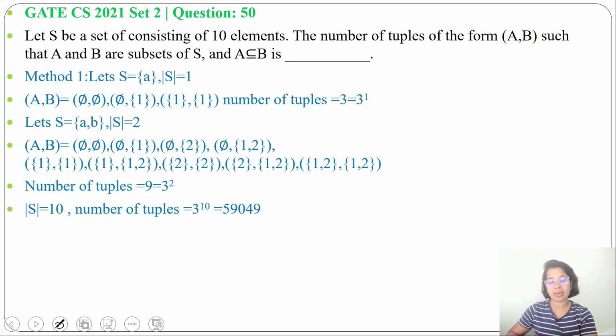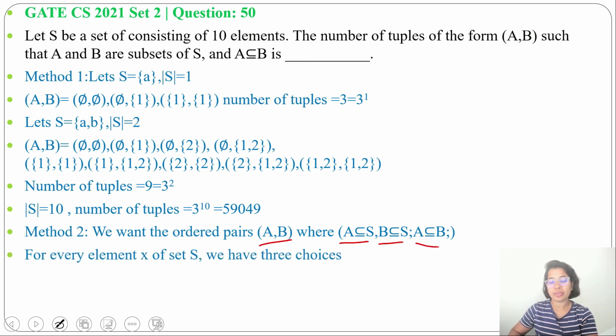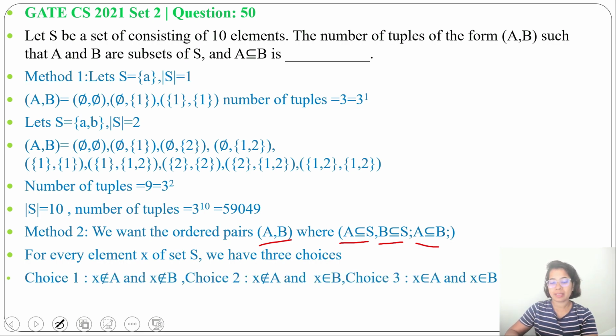Let me solve it by another method too. We want an ordered pair (A, B) such that A is a subset of S, B is a subset of S, and A is a subset of B. So for every element x of set S, we have three choices. Choice 1: x doesn't belong to A, and x doesn't belong to B. Then choice 2: x doesn't belong to A but x belongs to B.